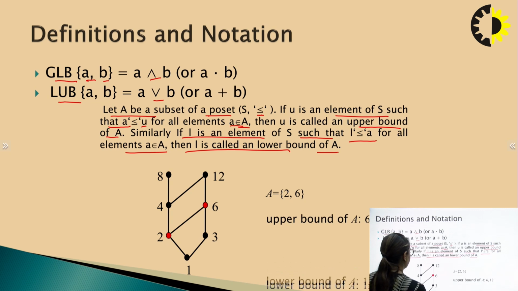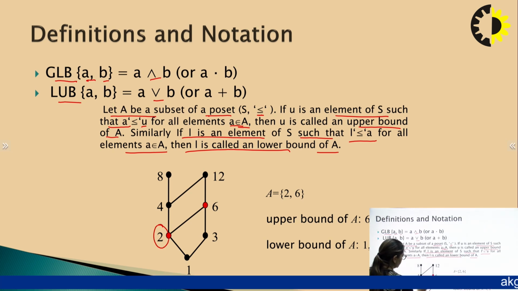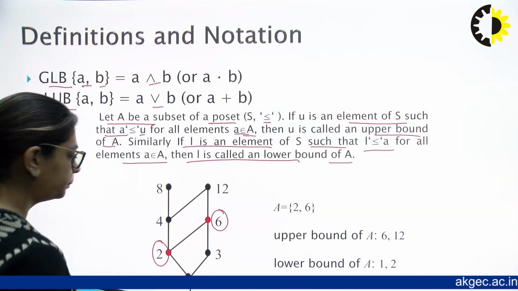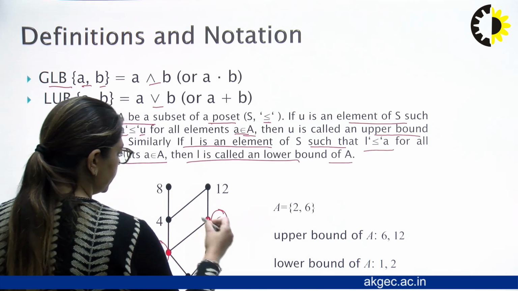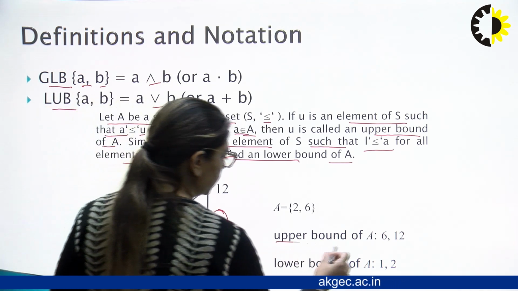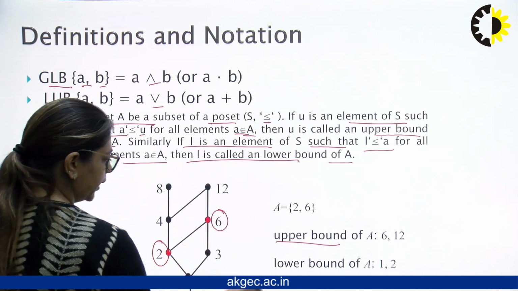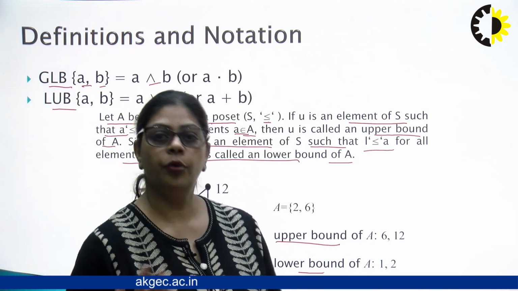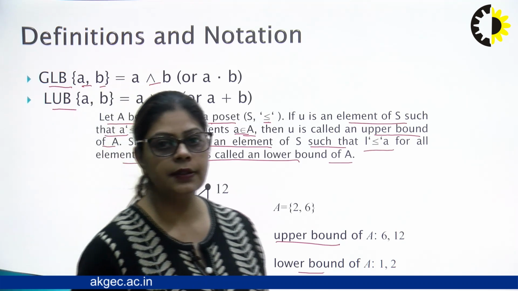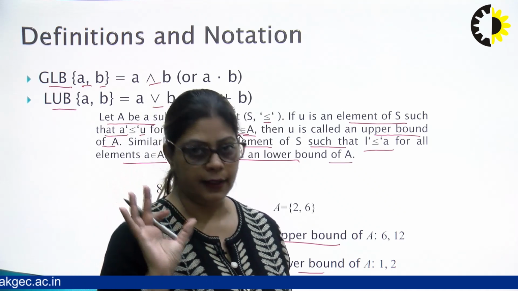Now, let's see this diagram. This is a poset, we all know. Let us consider two elements, 2 and 6. All the elements which are related to 2 and 6 on the upper side are called upper bounds, and all the elements related to these on the lower side are called lower bounds. But the condition is that it should be related to both the elements. Relation means there should be a direct or indirect path between those elements.